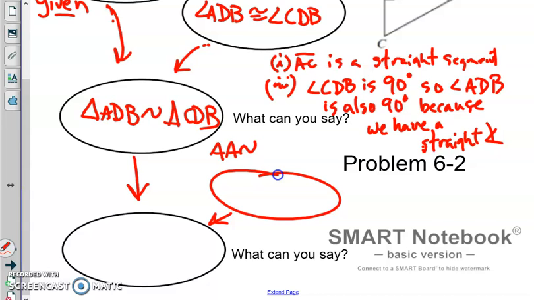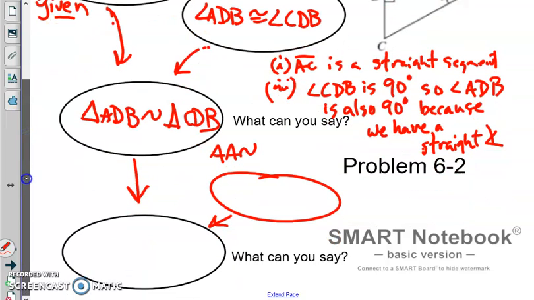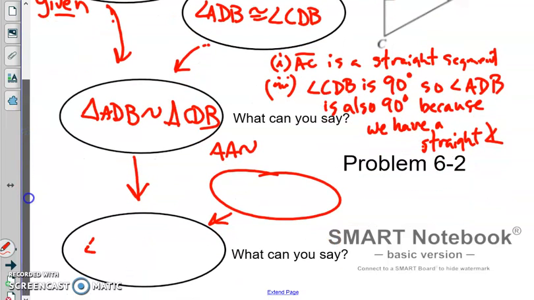So go back to the original picture, see if you can identify a pair of sides that have to have a scale factor of 1, and then see if you can finish off the proof to say these two triangles are actually congruent. Again, we're trying to prove that triangle ADB is congruent to triangle CDB. When you're finished, turn the video back on.